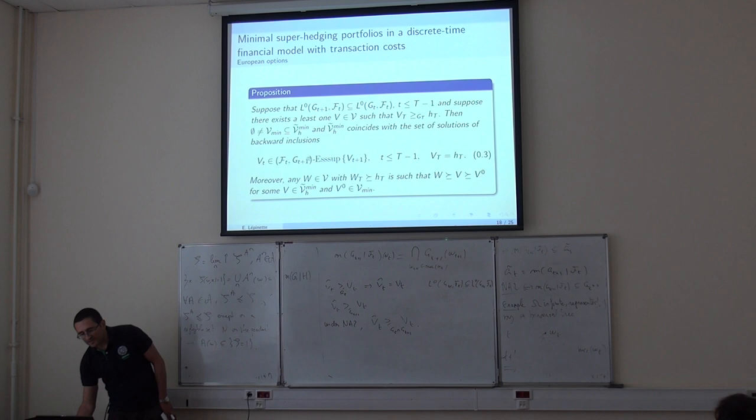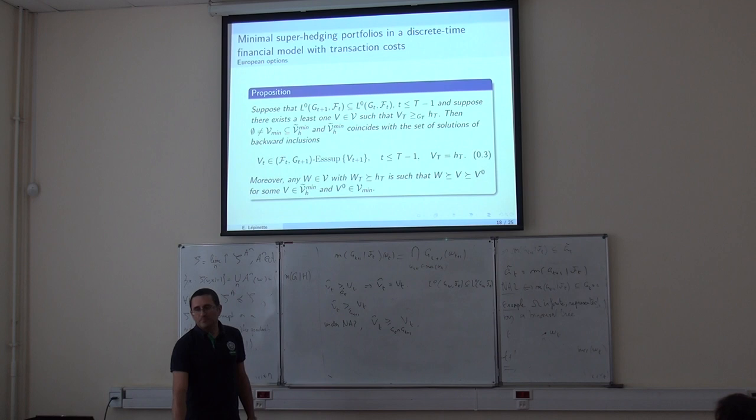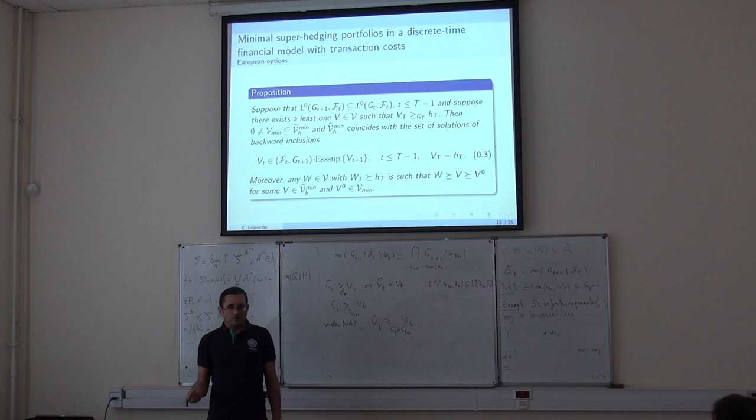What is interesting is that we have a constructive approach to these backward inclusions, because we solve a kind of expected utility minimization problem. This is the idea, actually, just using the liquidation value process.